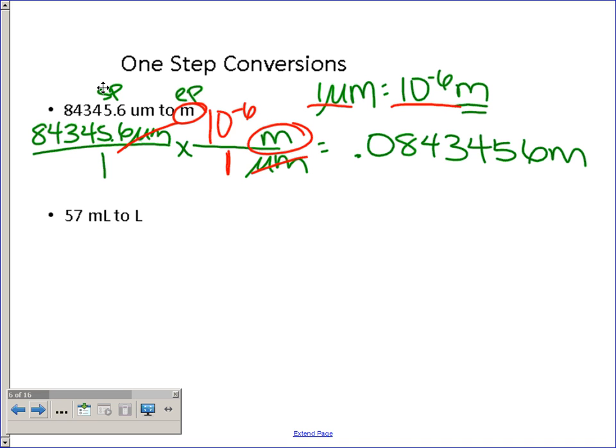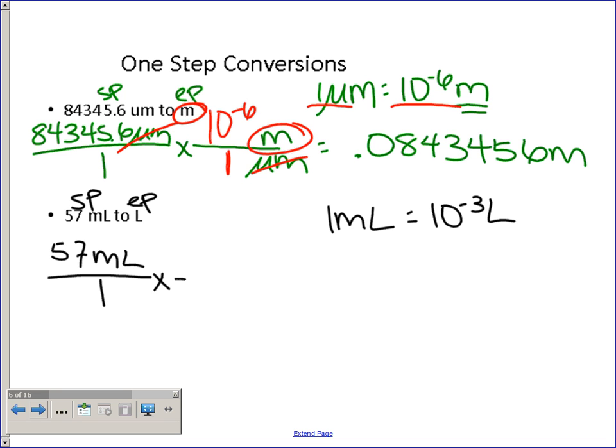Alright, one more. 57 milliliters to liters. 57 is my starting point, a number and a unit, and liters is my ending point, an empty unit. I know that 1 milliliter is equal to 10 to the negative third liters. Take my starting point and put it over 1. Starting point always goes over 1. Look to see where milliliters needs to go so I can cancel it. It's got to go on the bottom.